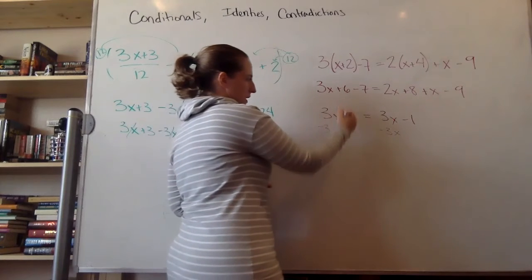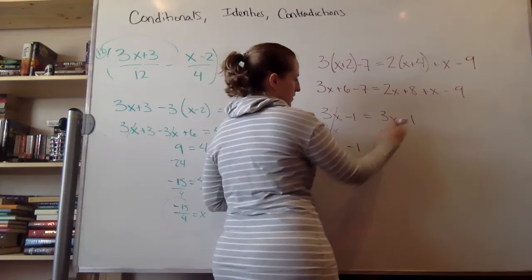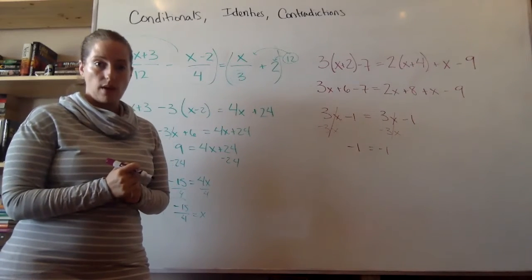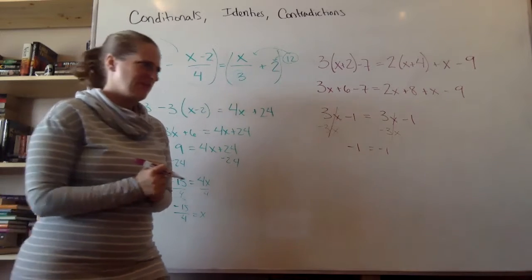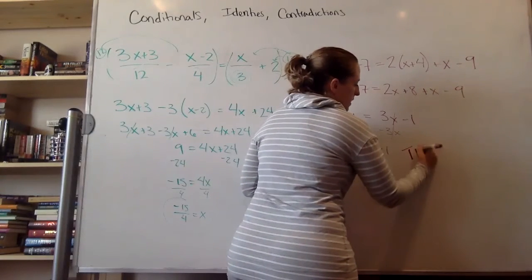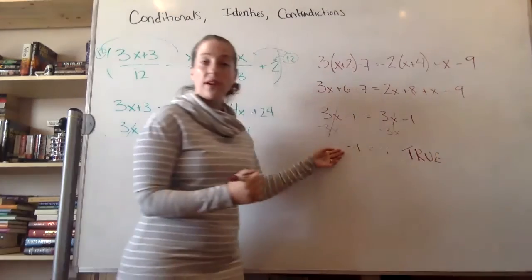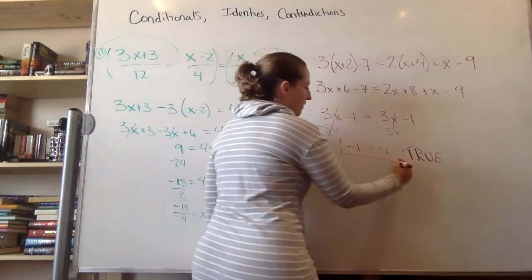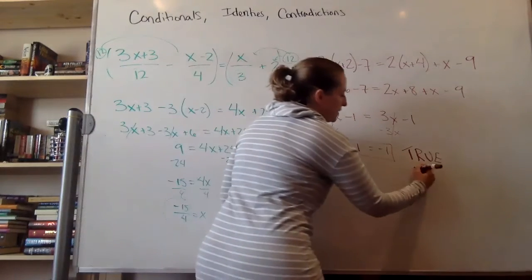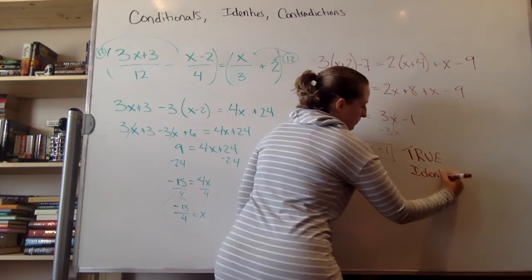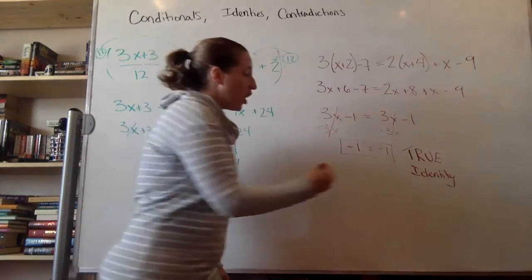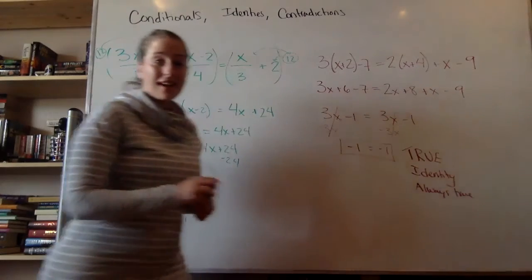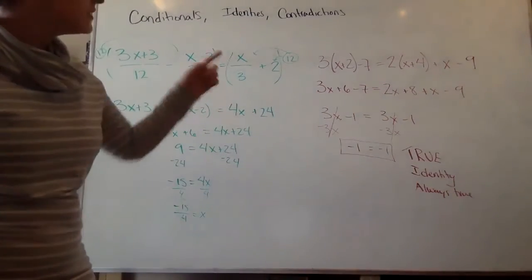Notice that I've got 3x minus 3x, that cancels, leaving me with negative 1. 3x minus 3x, that cancels. And I'm left with this statement, negative 1 equals negative 1. Now the question is, is that a true statement? Well, yeah, negative 1 does equal negative 1. So when we get something where all of our variables fell out or canceled out, no more variables, but what we have left is true, this is what's known as an identity. An identity is always true. In other words, any value of x that I pick is going to make this true.